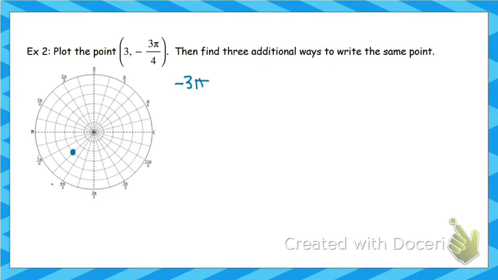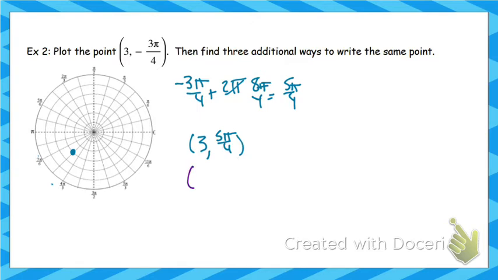If I do negative 3 pi over 4 plus 2 pi, I get a common denominator and I add them together. It's still 3 rings away, so another way to write this point is 3 comma 5 pi over 4. All right, let's think of another way I could write this point.